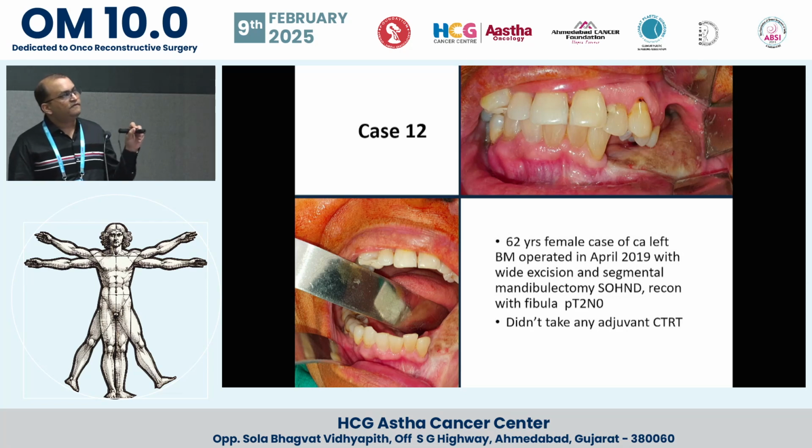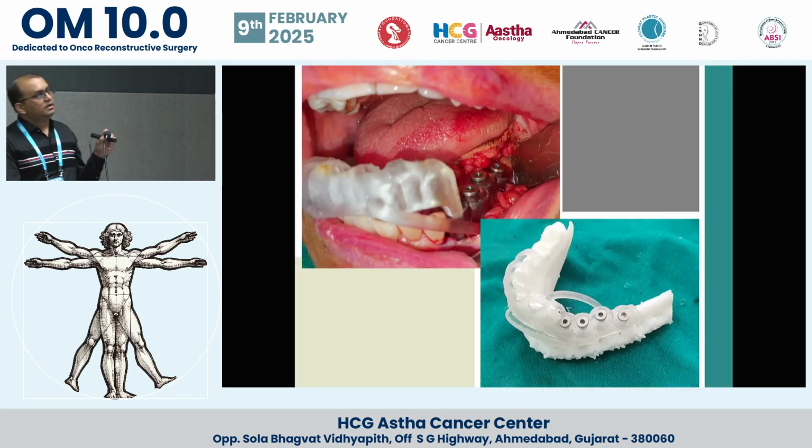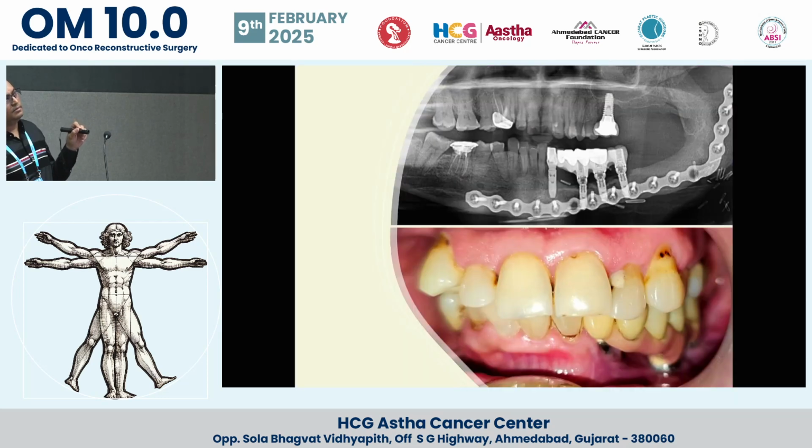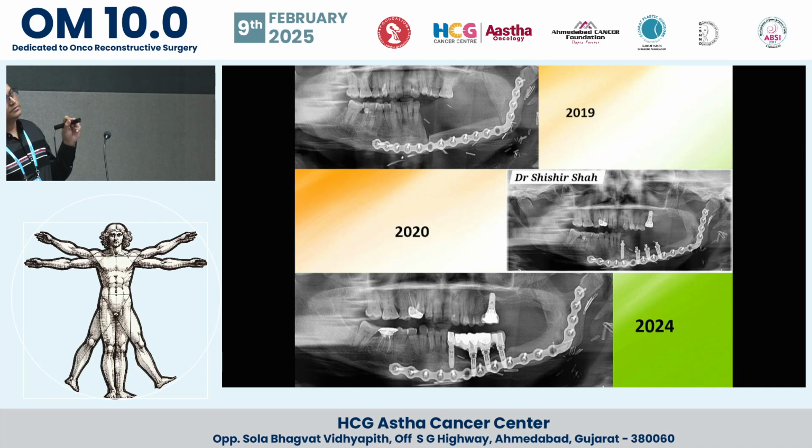This is a case of CA left hemimandible, segmental mandibulectomy and fibula was done in 2019. No adjuvant was given to this patient. She had good mouth opening. Only thing, the flap was too bulky, the upper teeth were touching. And this is the same case. This is what the final outcome is from here to here.